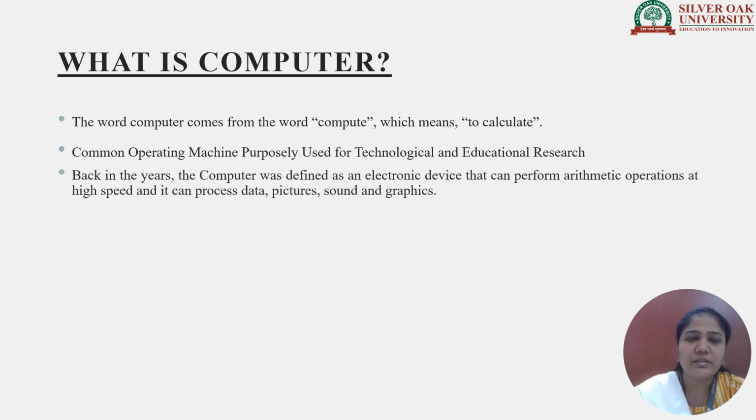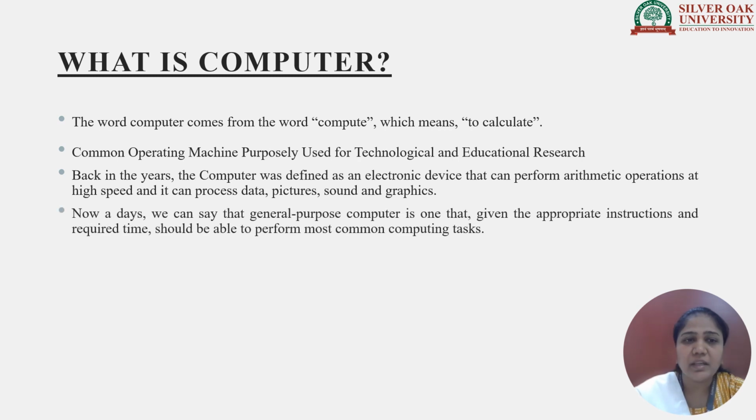Back in the years, the computer was nothing but an electronic device which is basically used for performing arithmetic operations, right? But with high speed. As a human being, if you are about to perform any calculation, obviously we are going to take some time. But when it is applied to the machine, the same operations can be performed within a second. We can also process data in different formats like pictures, sound, graphics and all.